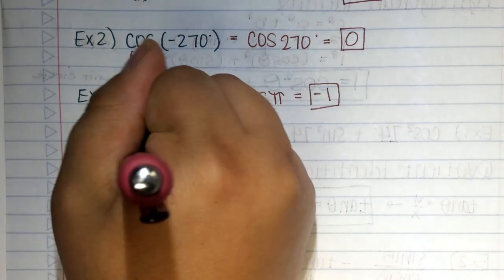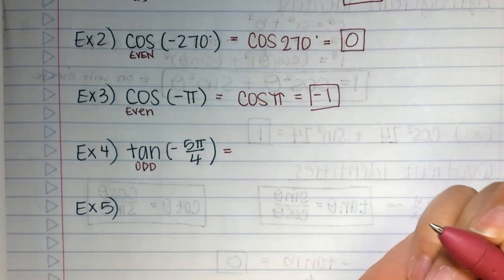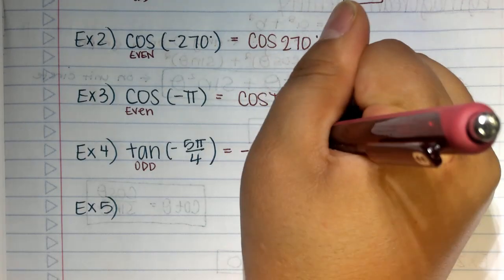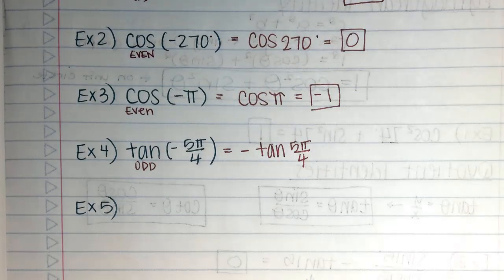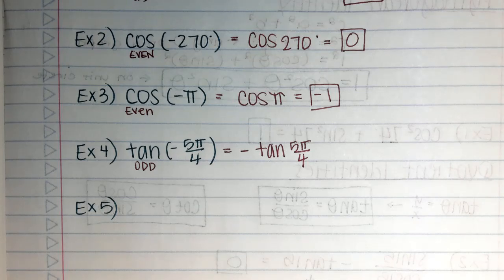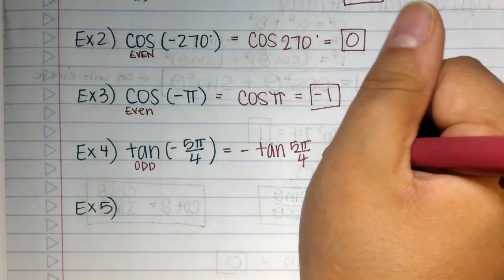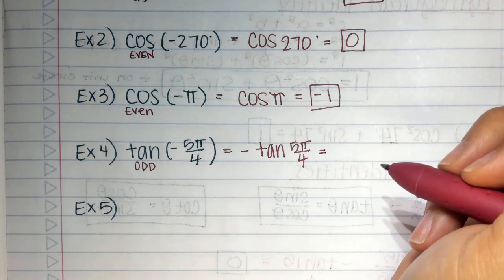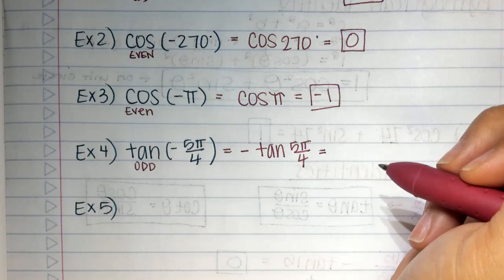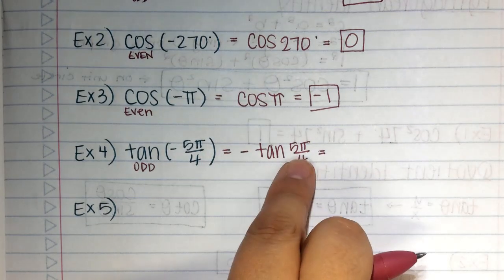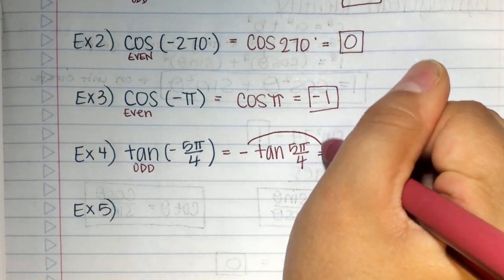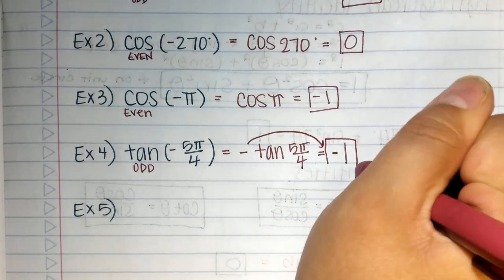I hear y'all saying odd, tangent is odd. So what's going to happen here? The negative goes out front, and it becomes negative tangent of 5 pi over 4. What is the tangent of 5 pi over 4? Well, hold on. It's 1, because it's in the third quadrant. And then I have to bring my negative out front, so what's my answer here? Negative 1.